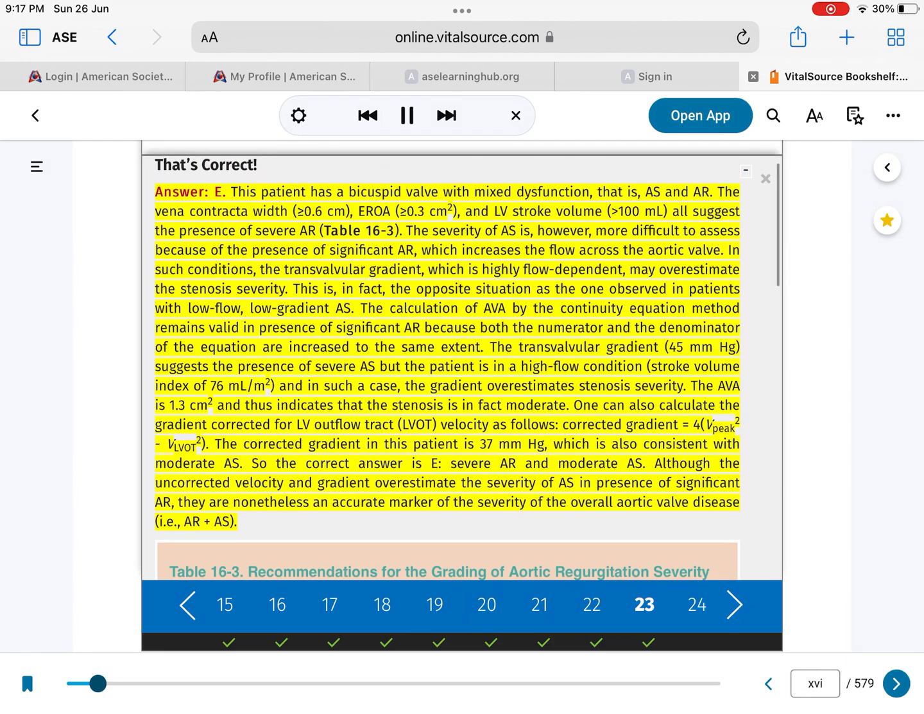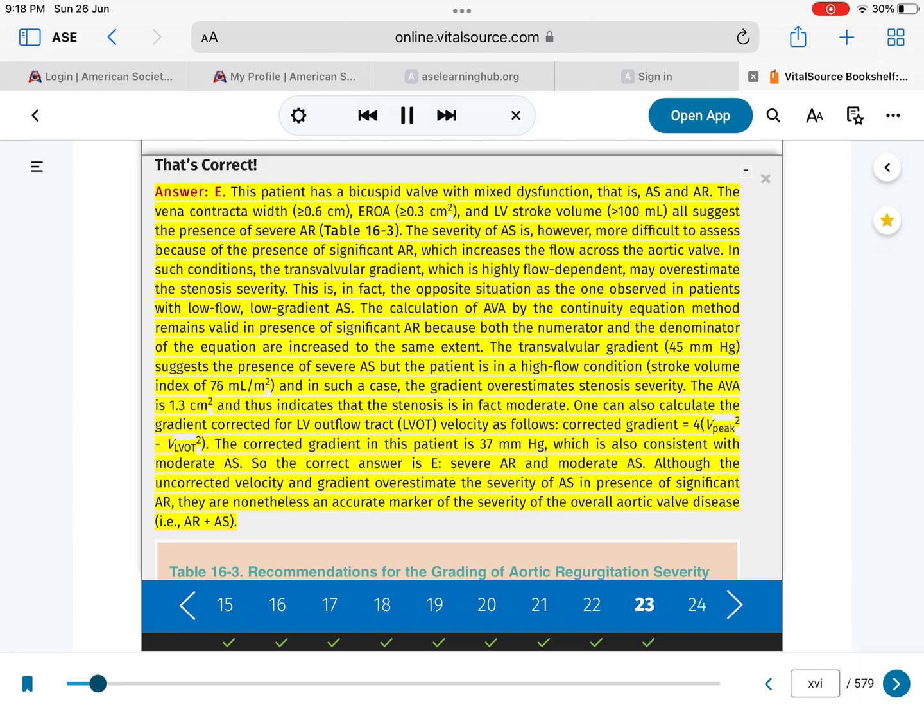Answer. E. This patient has a bicuspid valve with mixed dysfunction, that is, AS and AR. The vena contracta width, 0.6 cm, EROA, 0.3 cm2, and LV stroke volume, 100 ml, all suggest the presence of severe AR. Table 16.3. The severity of AS is, however, more difficult to assess because of the presence of significant AR, which increases the flow across the aortic valve.